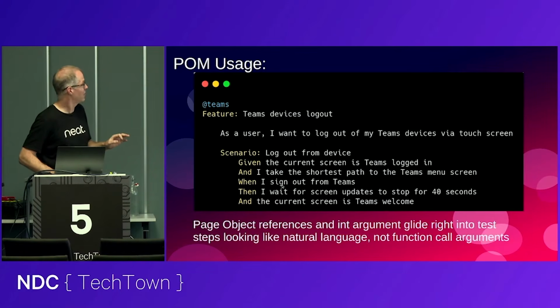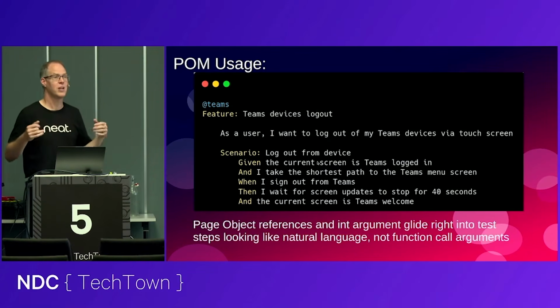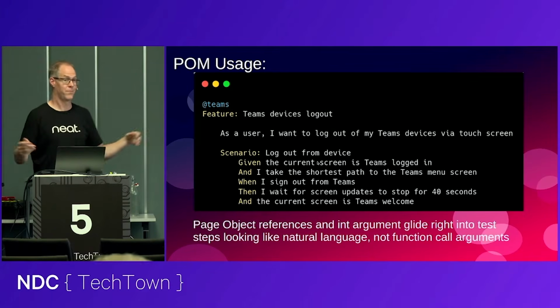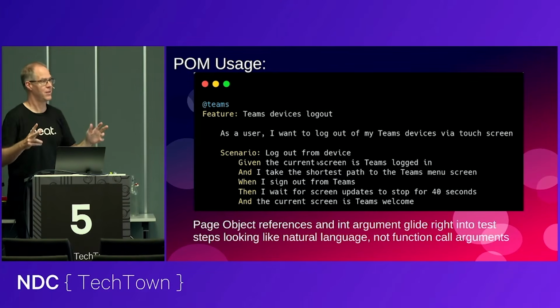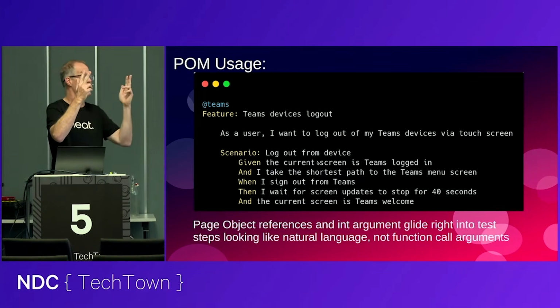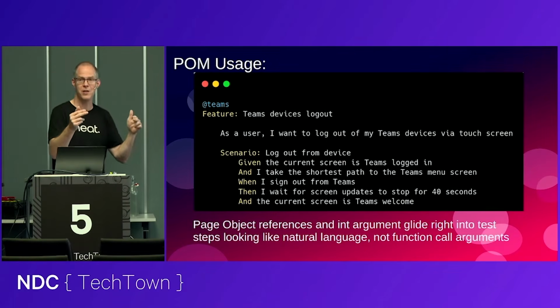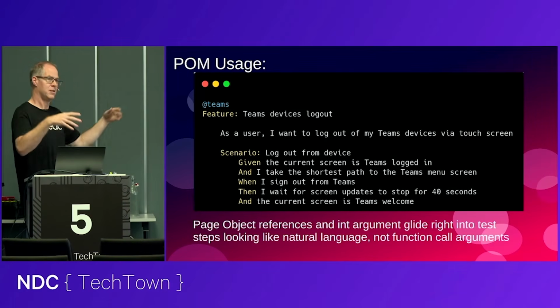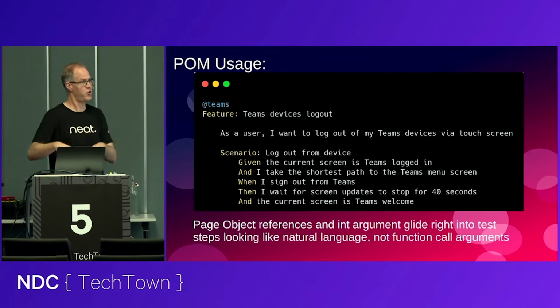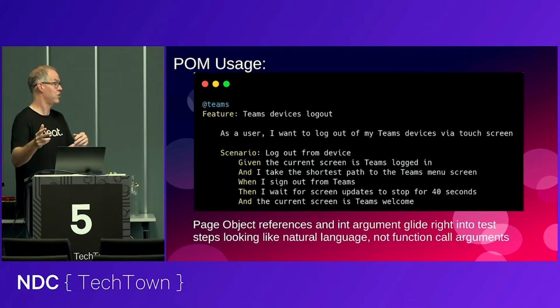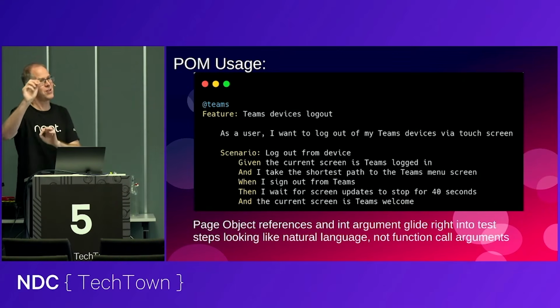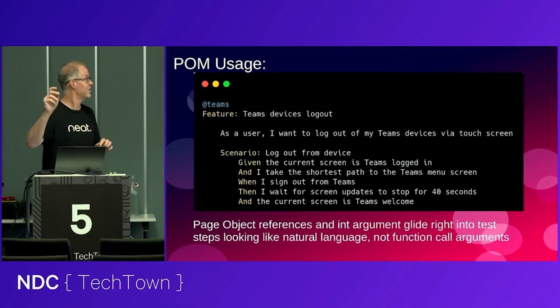So our model says, given the current screen is Teams logged in, that will make the framework pull up the Teams logged in class and call the on method. The test will fail if you're not there. So it's kind of declarative. I say I'm here. It will call the on method. Are you actually here? I'll check the reference, the thing I'm expecting on the page that means I'm there.